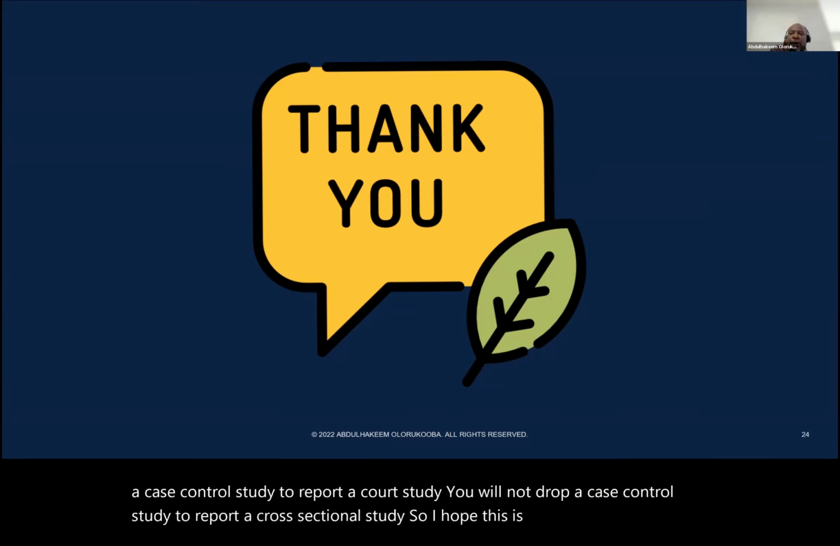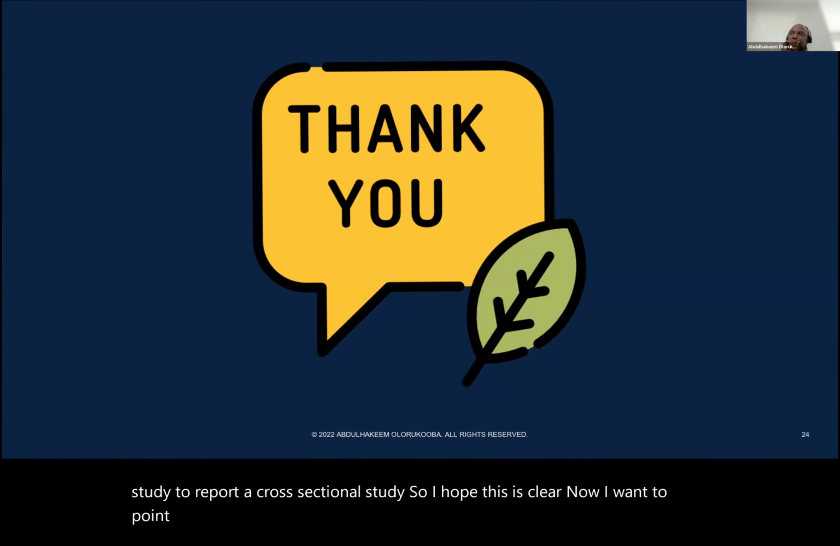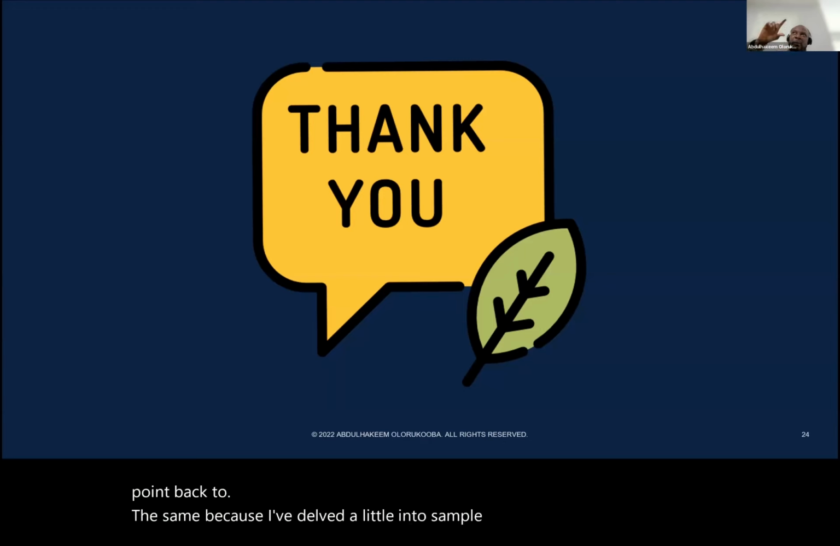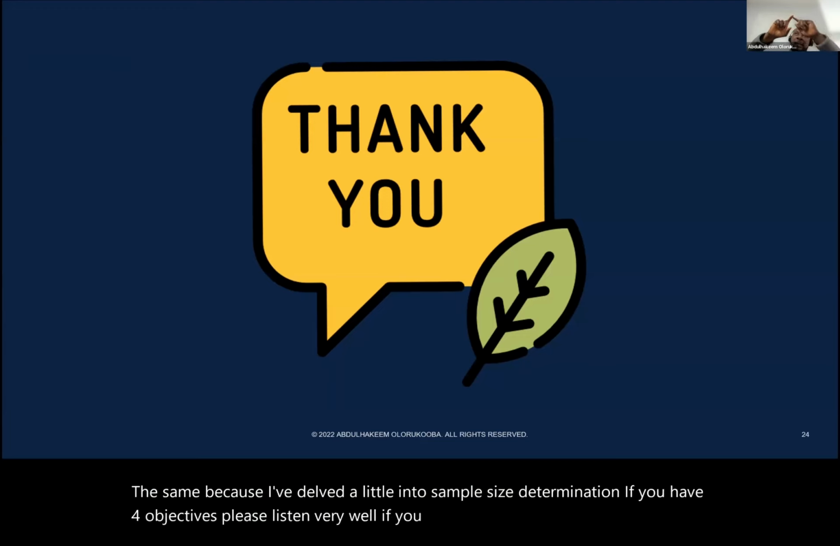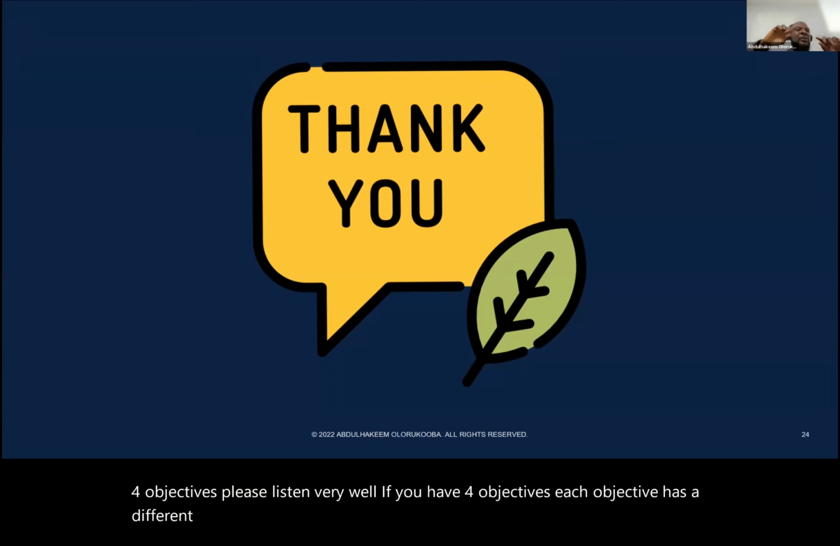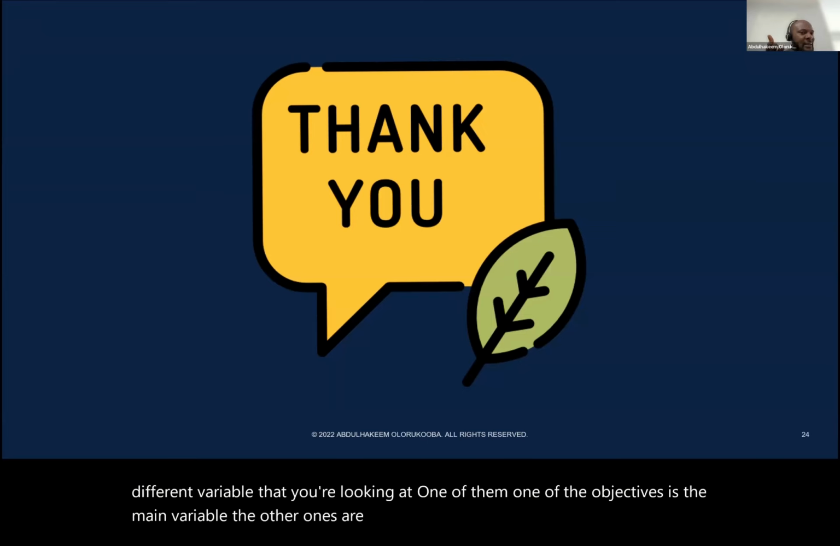Now I want to point back to the sample size determination, because I've delved a little into it. If you have 4 objectives, please listen very well. If you have 4 objectives, each objective has a different variable they're looking at. One of the objectives is the main variable. The other ones are some other variables you're interested in finding.